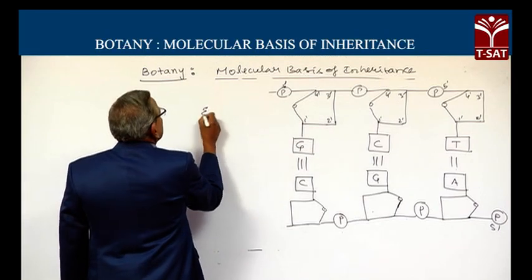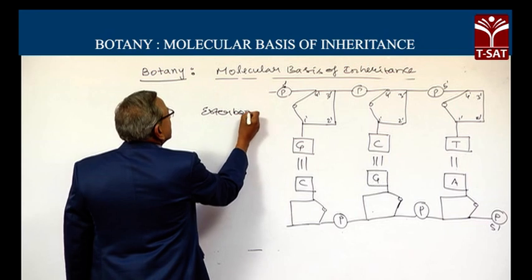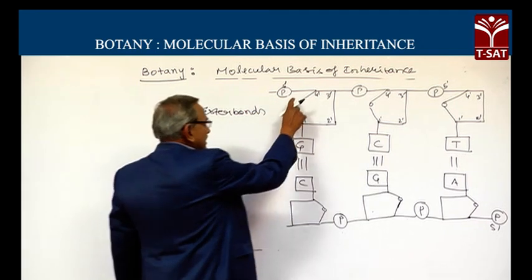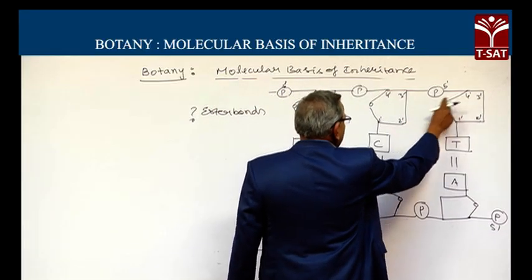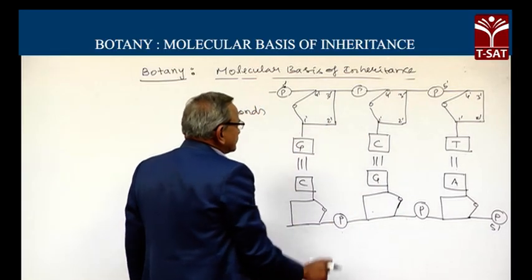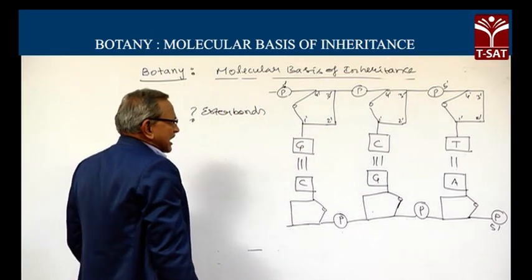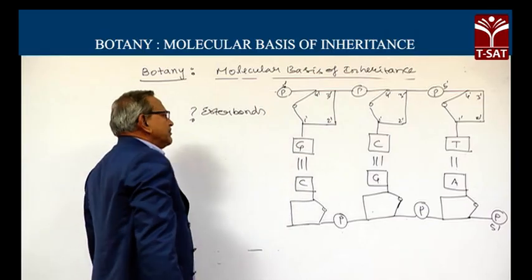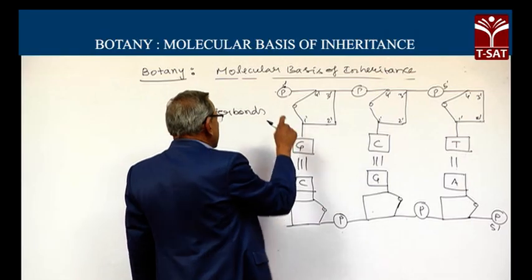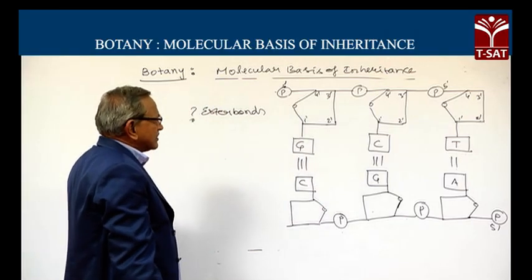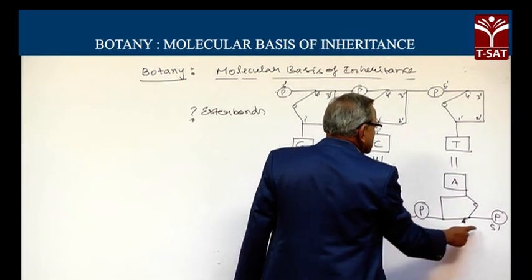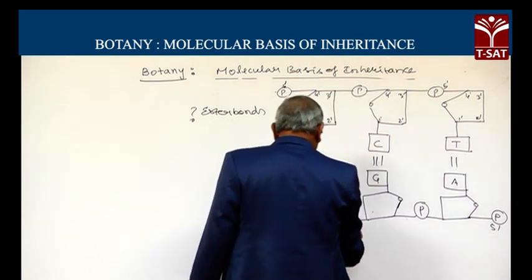How many ester bonds are here? To know how many ester bonds are here, let us calculate: 1, 2, 3, 4, 5, 6, 7, 8, 9, 10. 10 ester bonds are here. Let us count the number of ester bonds in a double-stranded DNA. Here we have 1, 2, 3, 4, 5, 6, 7, 8, 9, 10.